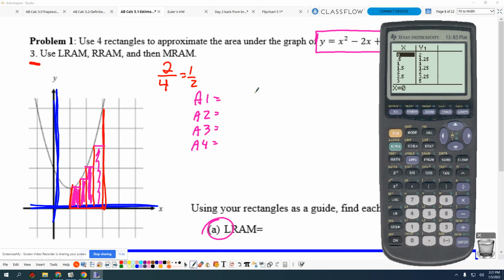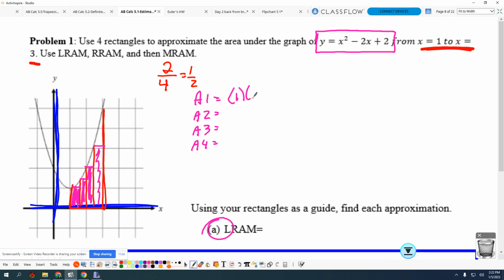Where's my first y value that I want for the height of that first rectangle that Jaden told us to do? At 1. So the first rectangle starts here. So when x is 1, the height of that first rectangle is 1. What was the width of this little rectangle? 1/2. All right, second rectangle. The height at what is this x value right here?